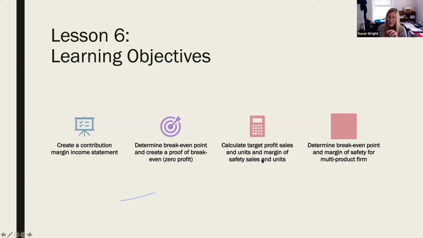And things like margin of safety and sales and units are really important. What's your cushion? And then finally, using multiple products. When you have multiple products, you just have to compute weighted average sales price and weighted average variable cost and weighted average contribution margin. And then you're ready to run.